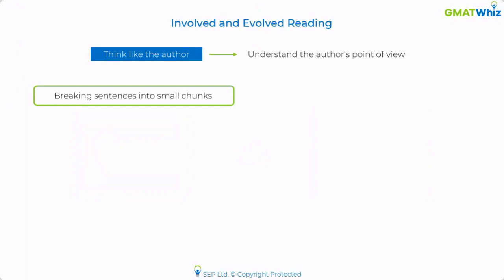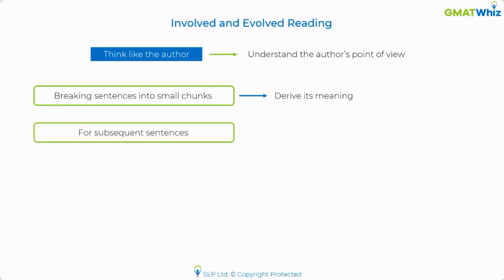So how do you read in an involved and evolved manner? You break the sentence into small pieces. You derive the meaning of that particular piece. You ask questions about it. You try to understand what is the meaning. And for the subsequent, you derive the meaning of the overall sentence by breaking it into small chunks and putting together the meaning of all the chunks.